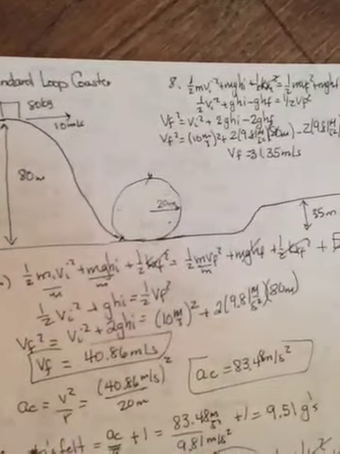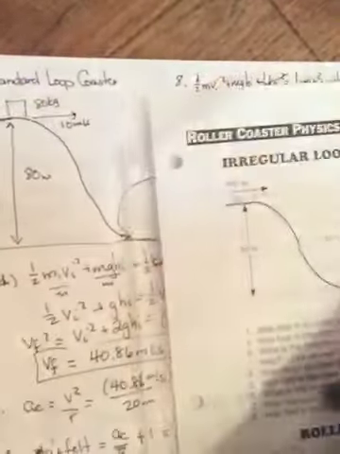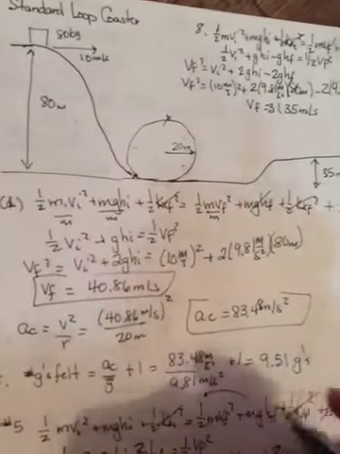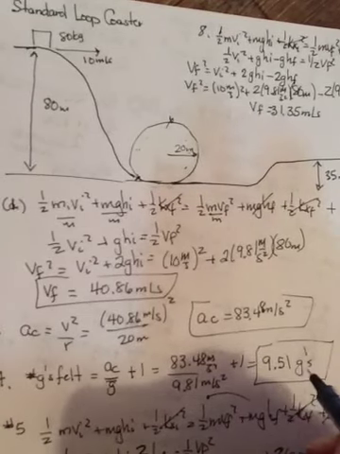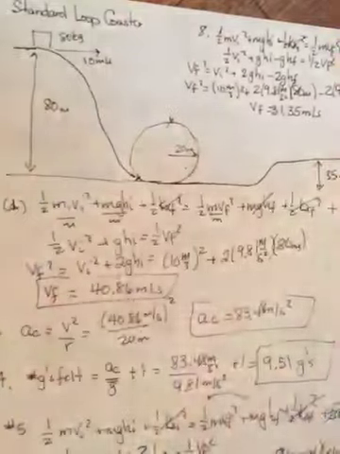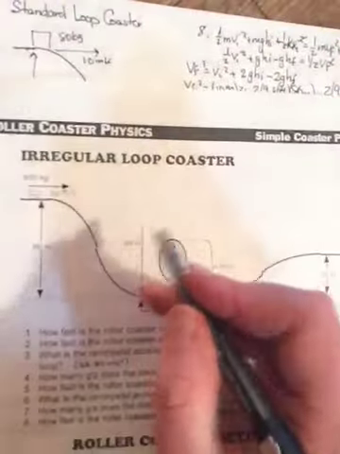Okay, so now I would like you to go to the next sheet, which is the irregular loop. And I want, because if you notice, the number of G's felt here is 9.15. And if you remember, we said can't be over 8 or you're in trouble. This loop is not a good loop. And so we switched to what's known as an irregular loop.